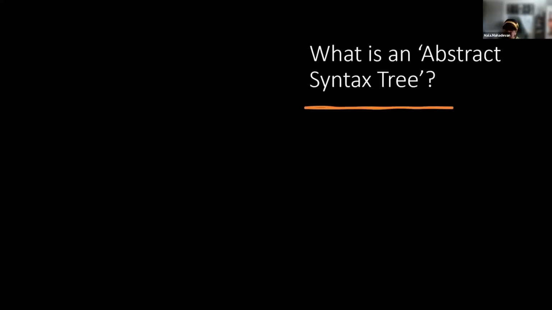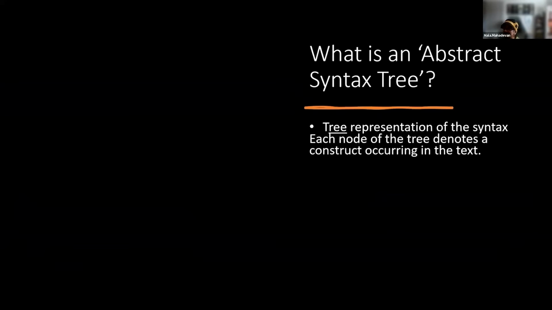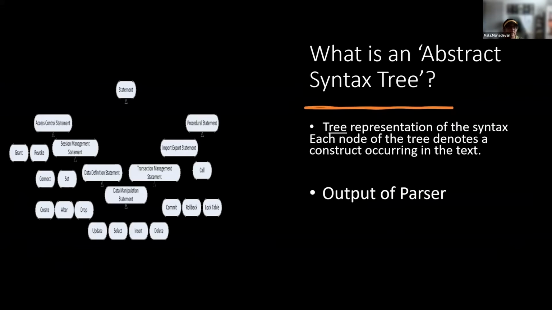Okay, so a couple of terms I want you to understand before I show you. What exactly is an abstract syntax tree? An abstract syntax tree is essentially a tree representation of the syntax. That is, each node of the tree represents how your syntax is constructed. And it's the output of the parser. So it's sort of like this. If you have code like this, then you have a statement on top and you have different components of the code. That is a DML, a DDL, an update, a select, and a commit, a rollback, and all these things, right?